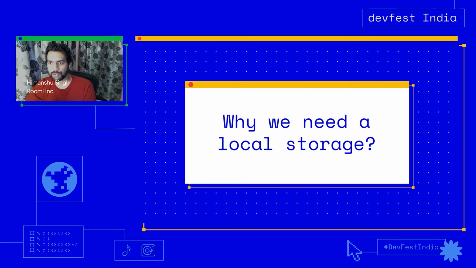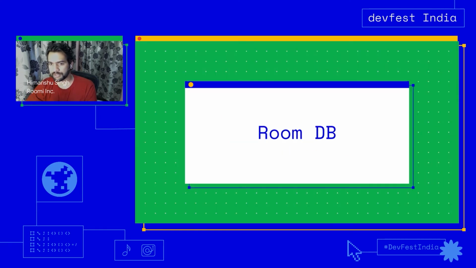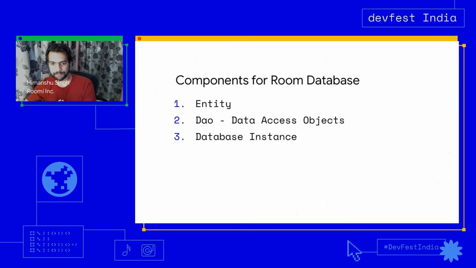Now let me just show you a couple of things we need to design our database. The one thing we are going to use is room database. The room database is responsible for storing the data in our local storage. Now, room database can be divided into three different aspects. One is an entity, one is a DAO or a data access object, and from now onwards I'm going to call it DAO, and the database instance itself.